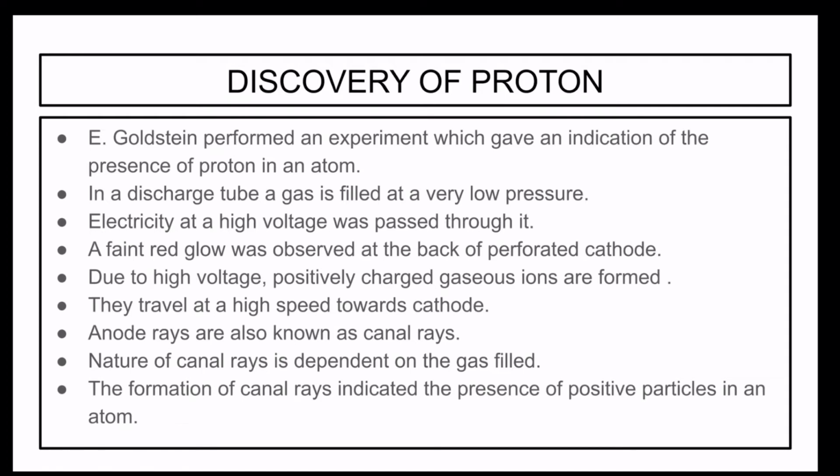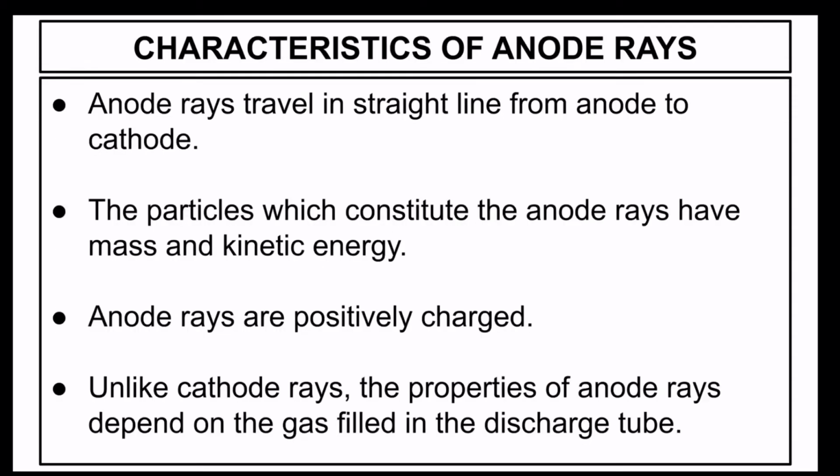Anode rays are also known as canal rays because they pass through the canals or holes of the cathode. The nature of canal rays depends on the gas which is filled in the discharge tube. To understand the characteristics of anode rays, the same type of experiments were done which we have already discussed in part 1, for cathode rays.